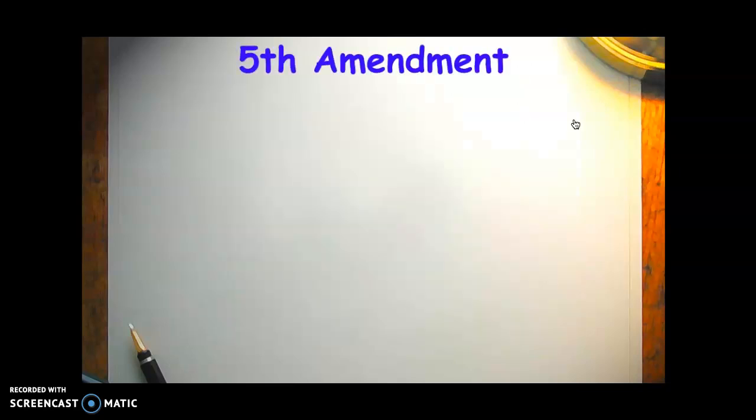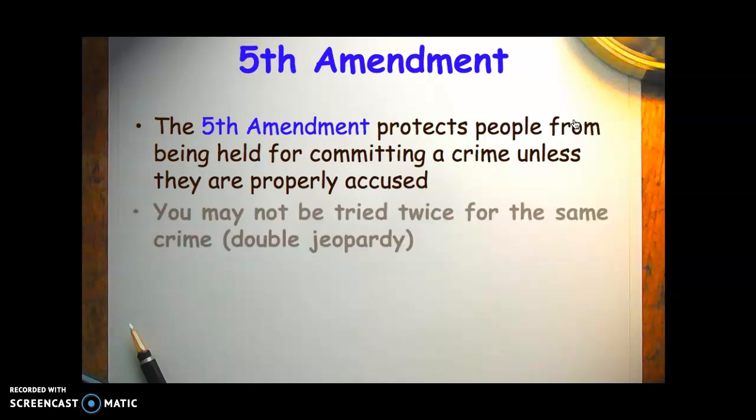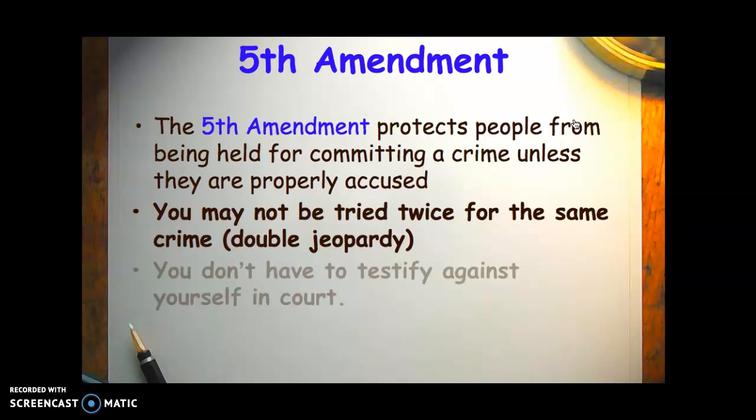The Fifth Amendment. The Fifth Amendment protects people from being held for committing a crime unless they are properly accused. You may not be tried twice for the same crime. So if you've been tried for a crime, let's say of murder, and found not guilty, and new evidence appears showing that you were guilty, that you did in fact commit that murder, you cannot be tried again for that. They may try you on something else related to that particular crime, but they can't try you specifically for murder.